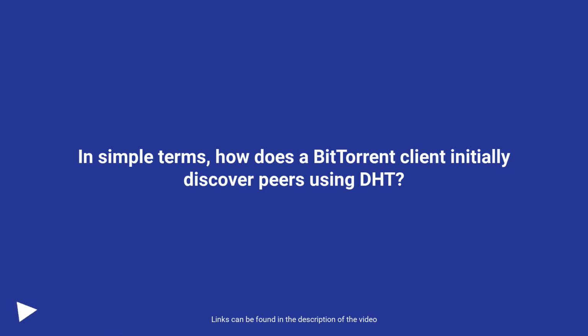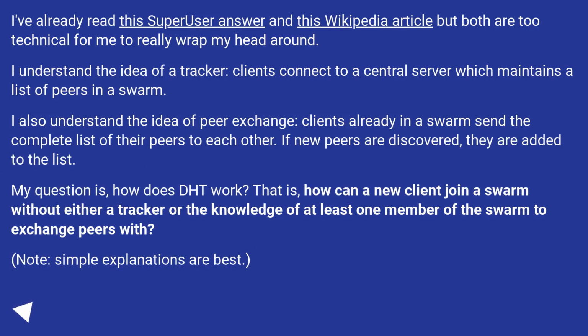In simple terms, how does a BitTorrent client initially discover peers using DHT? I've already read this Superuser answer and this Wikipedia article, but both are too technical for me to really wrap my head around.